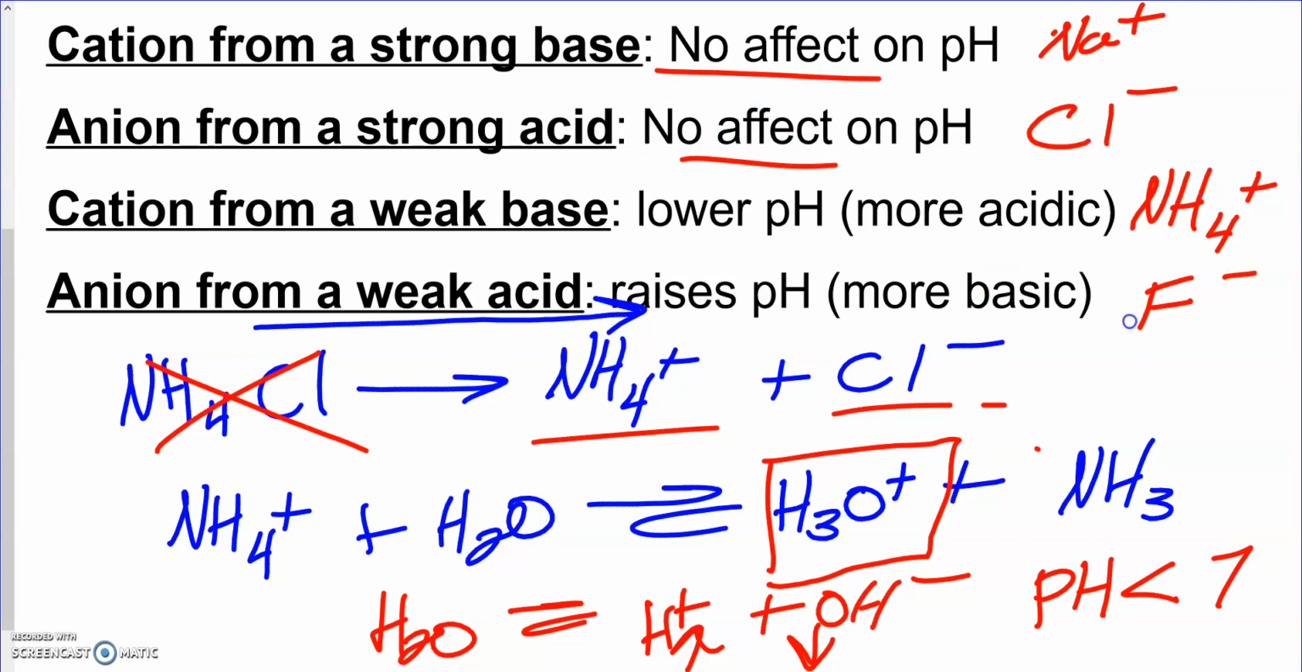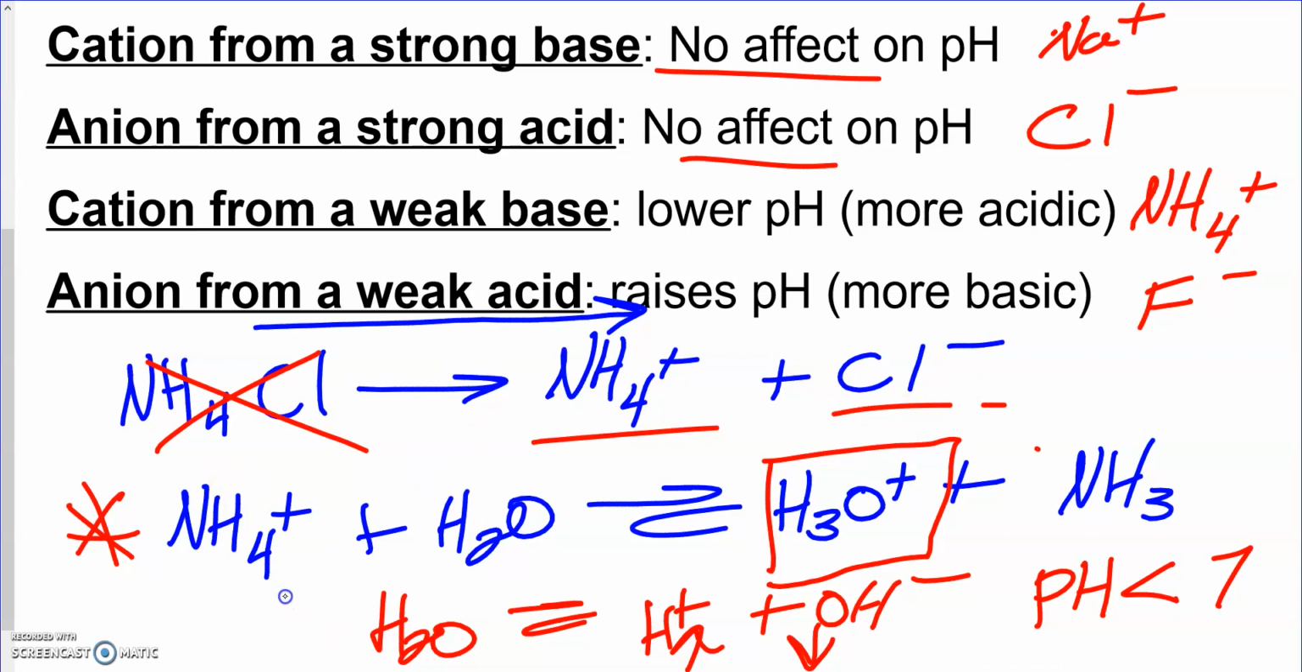But if they are ions that could be considered conjugates of weak acids or weak bases, they will affect our pH. We then have to go through and think about what they're doing. Are they donating a hydrogen like the ammonium ion, or are they stealing a hydrogen like the fluoride ion? And then determine what's happening. And I would always rewrite that secondary reaction to be able to see what's going on here.